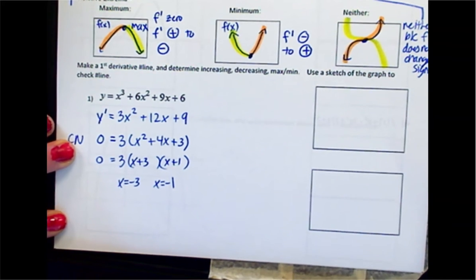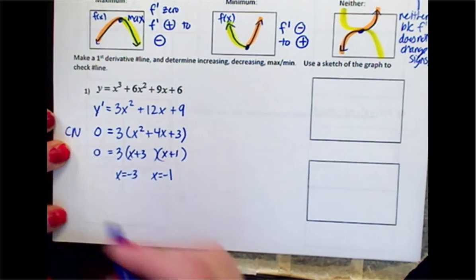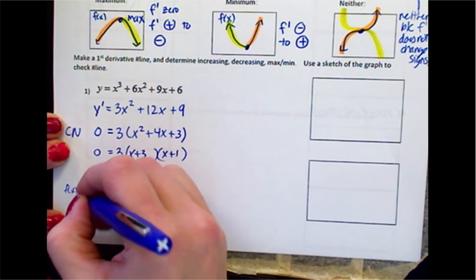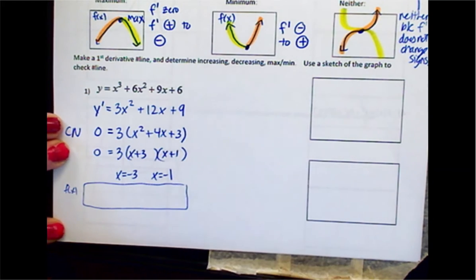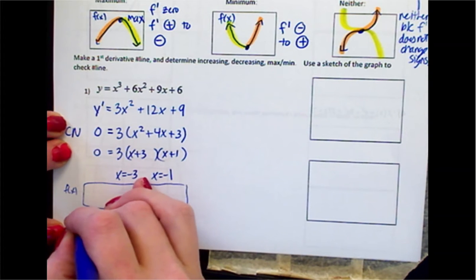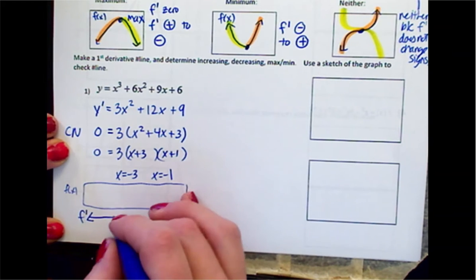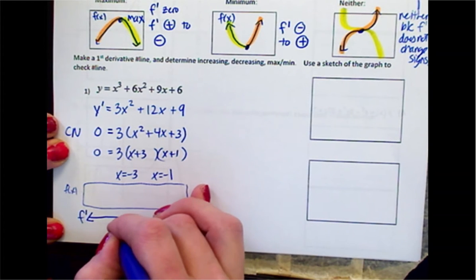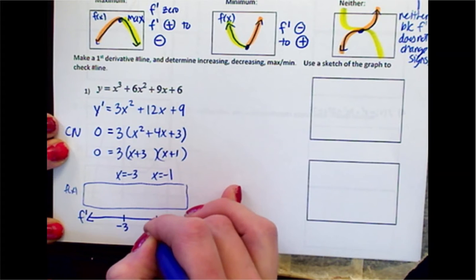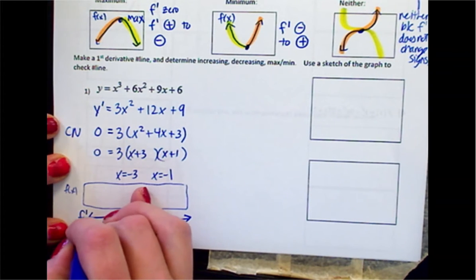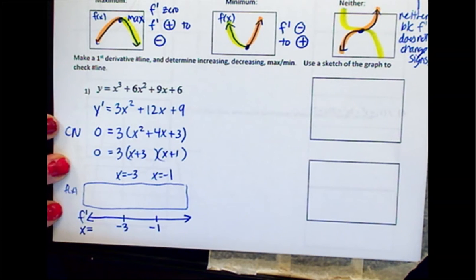Okay, so we're going to make the number line. I want you to leave a little bit of space right here. Small, narrow box, just a little bit. Okay, and then we're going to write f prime. That's where your number line is going to go. Okay, and you're going to put 2 tick marks in order for each of your critical numbers. These are your x values here.